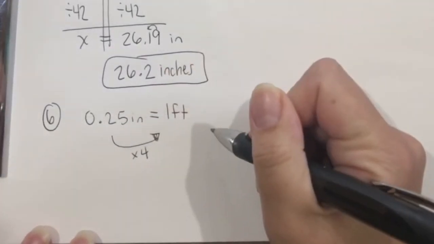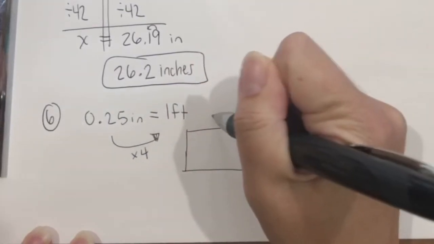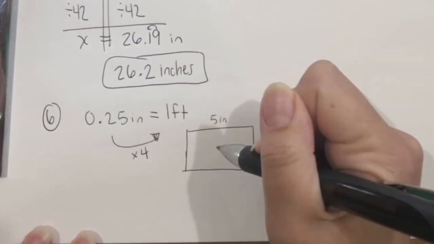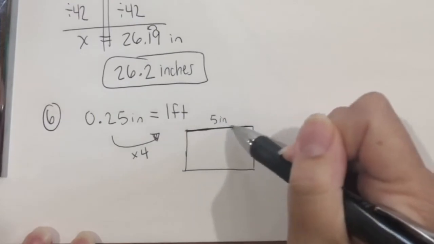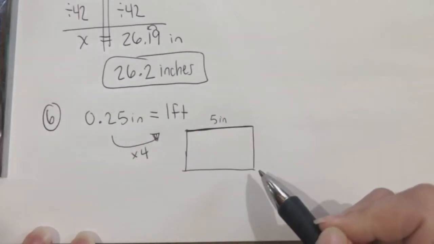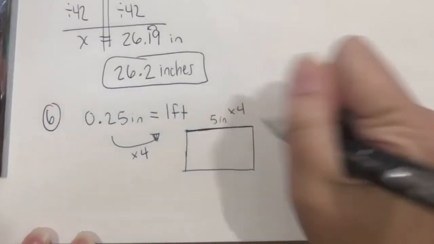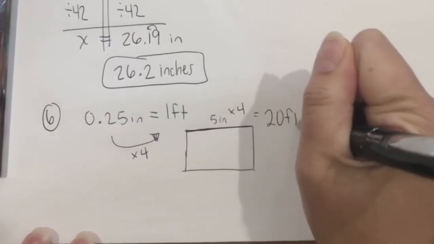We have a sketch of the bedroom. This says 5 inches. What is the actual length of the room? So we're going to take this 5 inches and multiply it by 4 to get the actual amount in feet. So let's multiply by 4 and we get 20 feet.